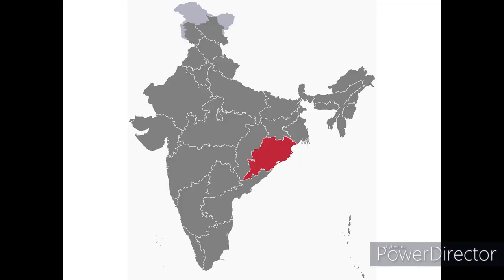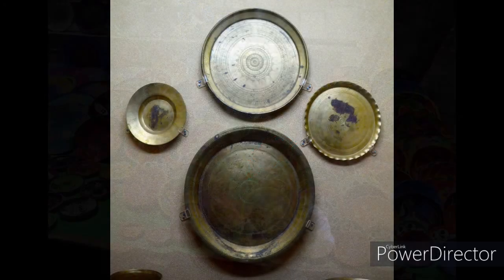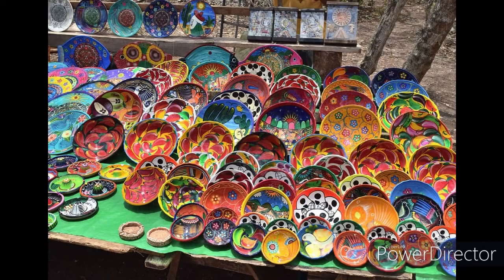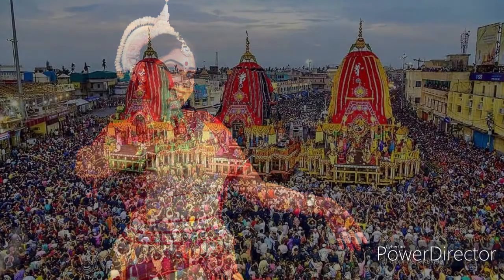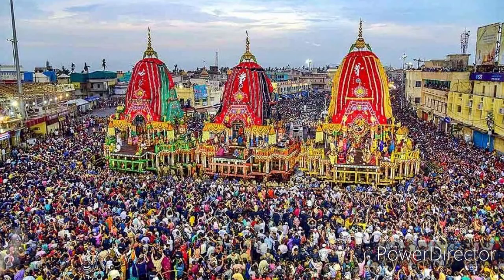Odisha. Odisha is famous for its textiles, silver, and handicraft items. Cuttack and Rourkela are industrial cities. The language spoken here is Odia, and Odissi is a popular dance. Rath Yatra is a popular festival in this state.